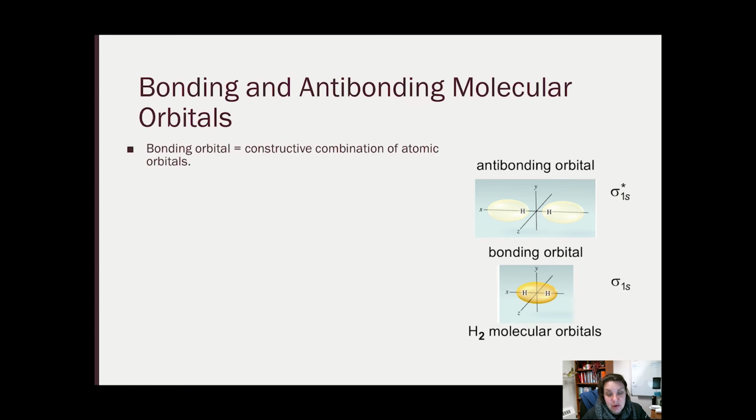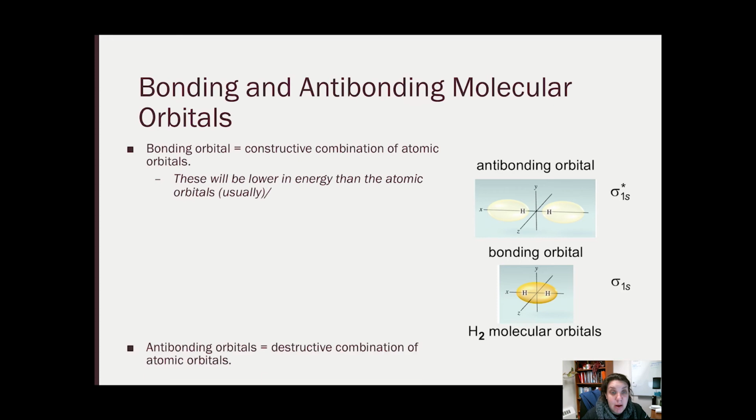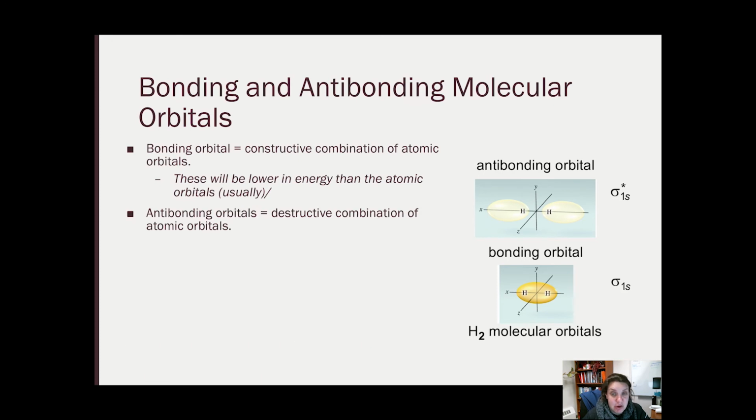So when we think about a wave, when they constructively combine, we get a larger wave, right? So they're almost always going to be lower in energy than the atomic orbitals. There are some cases where this is not true, but you're not going to really see that in this class. And then we have anti-bonding orbitals where we have a destructive combination. So 2 waves that are not in phase with each other, when they are combined, are going to cancel out, or mostly cancel out, which will mean they'll be higher in energy.